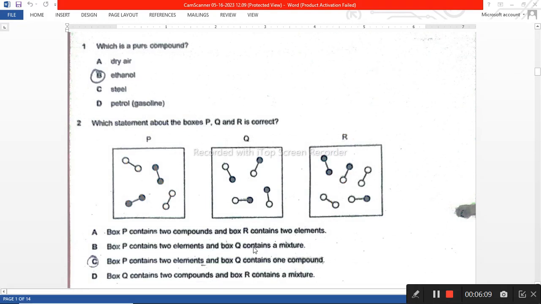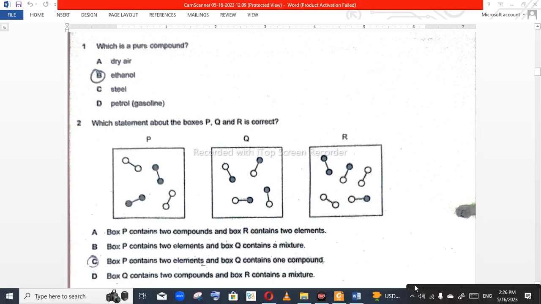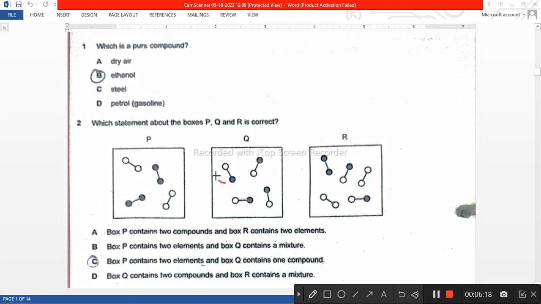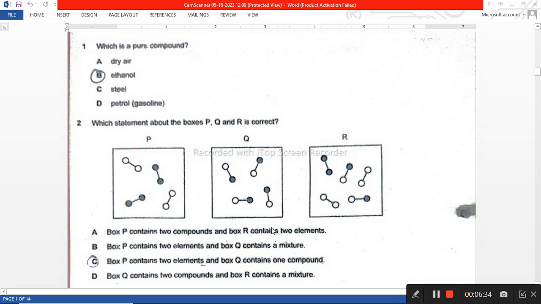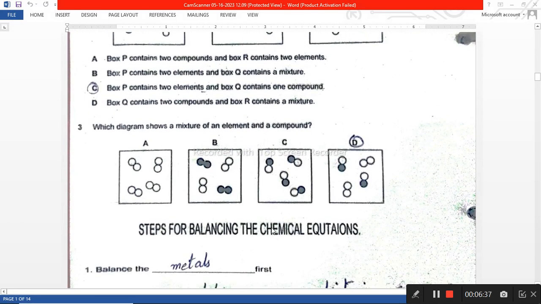Option B is saying box P contains two elements, and box Q contains a mixture, while box Q is not a mixture, it is a compound. Because here there are two different atoms and they are similar, so it is not a mixture. Option C says box P contains two elements, and box Q contains a compound, so this one is the right option.